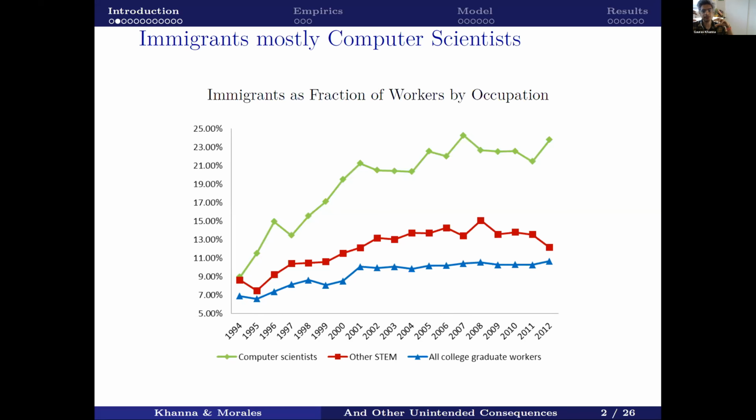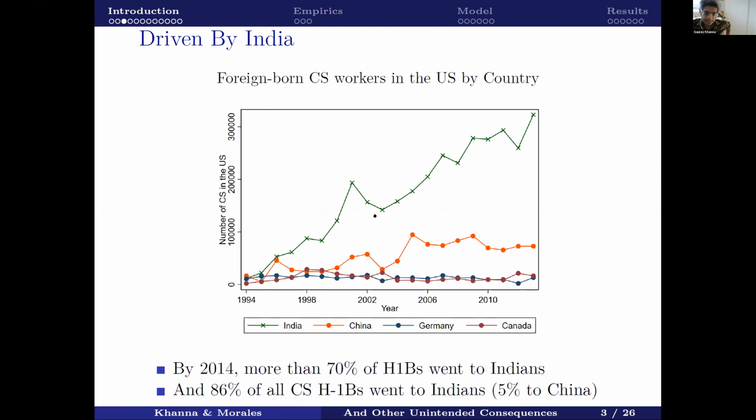So this increase in computer science employment was really driven by an increase in immigration in computer science occupations. But these immigrants were not just coming from anywhere, they were particularly coming from India. If you look at the number of computer scientists in the US from the different parts of the world, you really see India is driving this big increase in computer science employment.